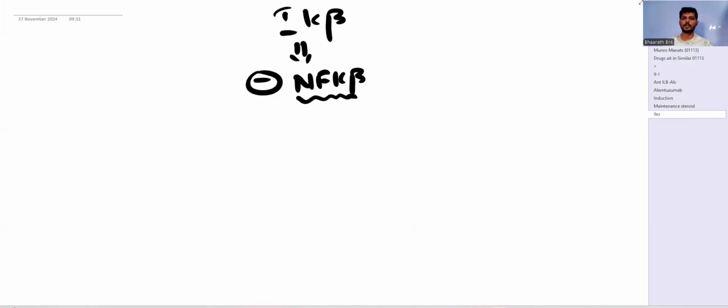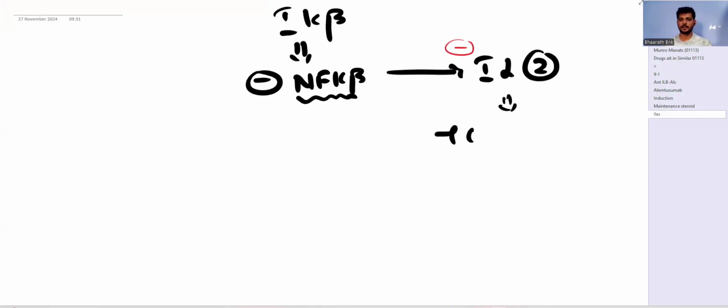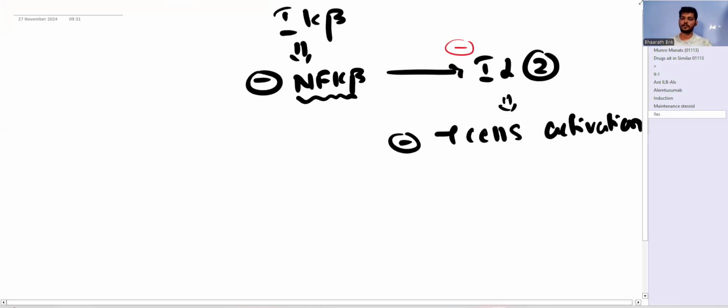Nuclear factor kappa beta is a very important protein in the production of interleukin 2. So because a steroid inhibits nuclear factor kappa beta, it inhibits interleukin 2. Because interleukin 2 is inhibited, T cells are not activated. So a steroid inhibits T cell activation by inhibiting interleukin 2.